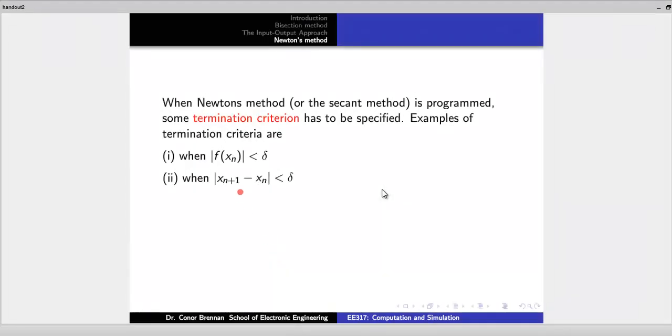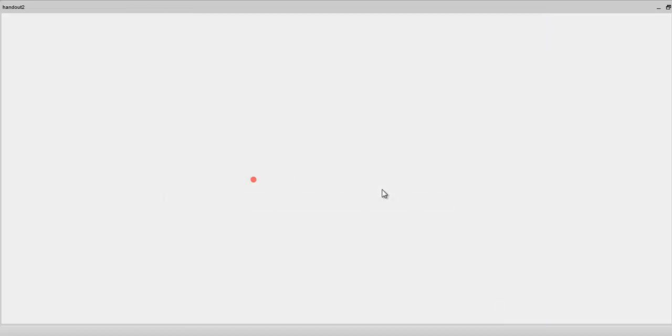Alternatively, you can say, well, if the update is no longer very big, if xn goes to xn plus 1, but xn plus 1 is pretty much the same as xn, if you look at the input-output relationship, that must mean that beta times f of xn is very small, which means we're close to a root. So condition 2 here is effectively the same as condition 1. It's supposed to be a scaled version of it. Okay? So either the output of xn is small or our increment between this step and the previous step is very small.